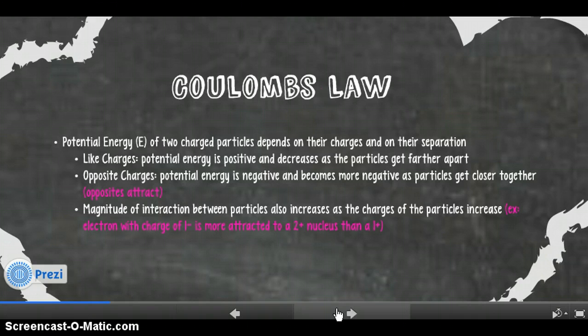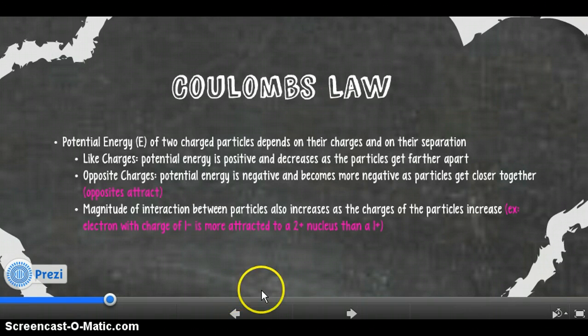The magnitude of interaction between particles also increases as the charges of the particles increase. For example, when an electron with a charge of -1 is present, it will be more attracted to a nucleus with a +2 charge versus a +1 charge.